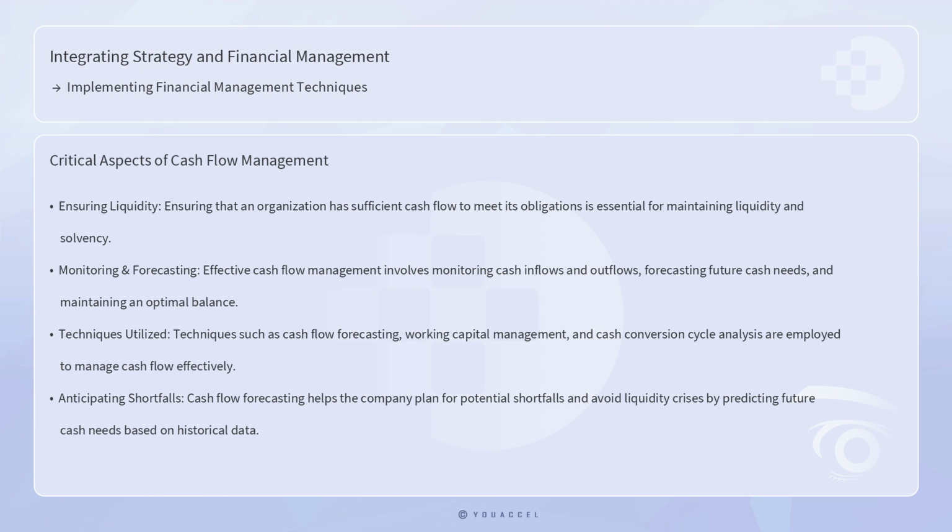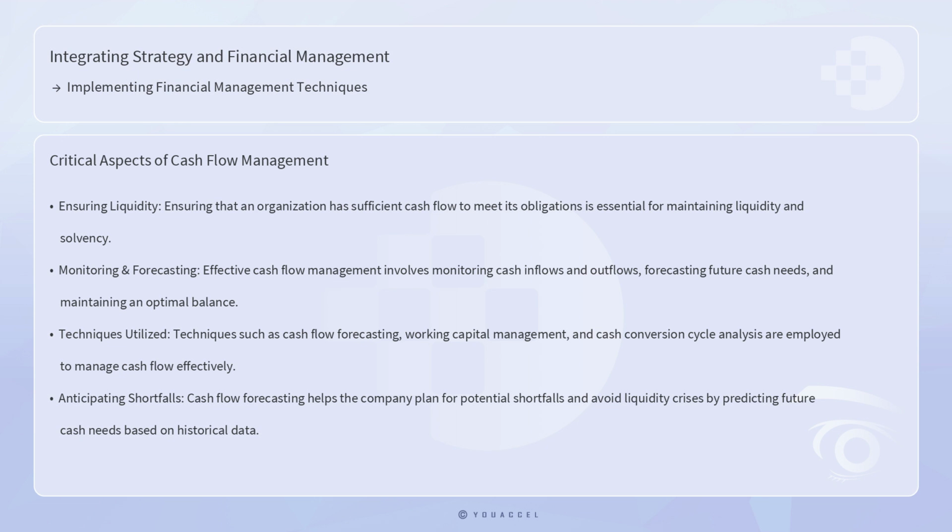Cash flow management is another critical aspect of financial management. Ensuring that an organization has sufficient cash flow to meet its obligations is essential for maintaining liquidity and solvency. According to Gitman and Zutter, effective cash flow management involves monitoring cash inflows and outflows, forecasting future cash needs, and maintaining an optimal balance between cash reserves and investments.